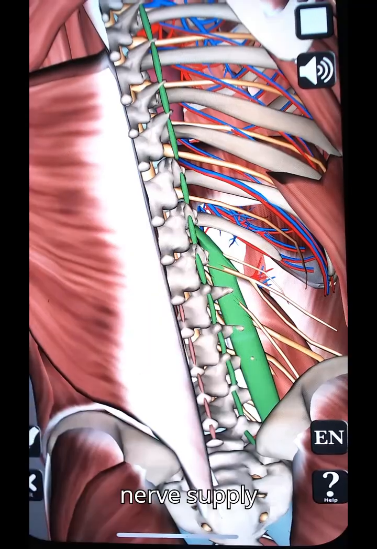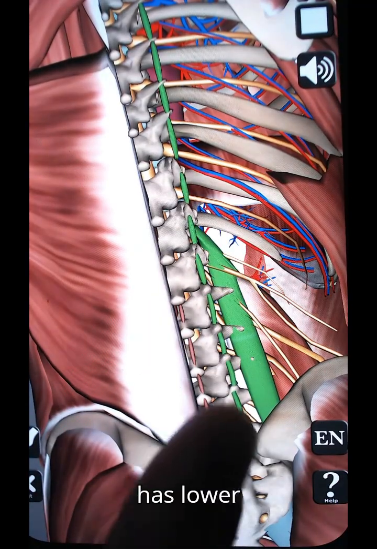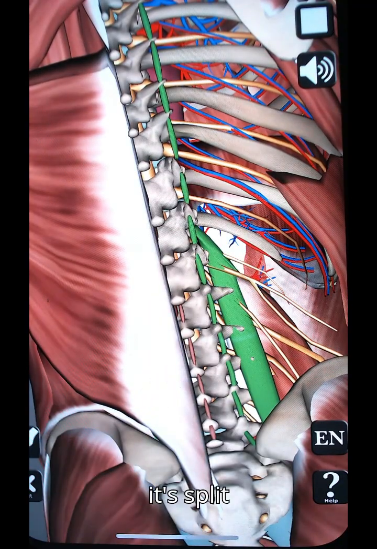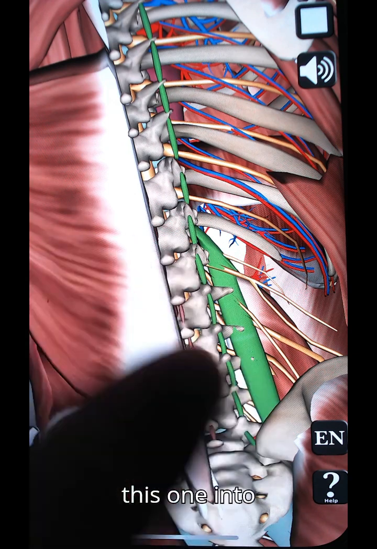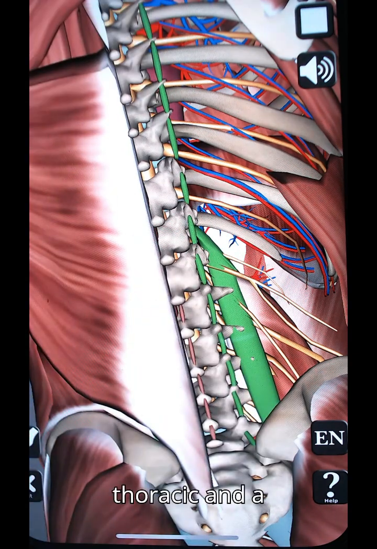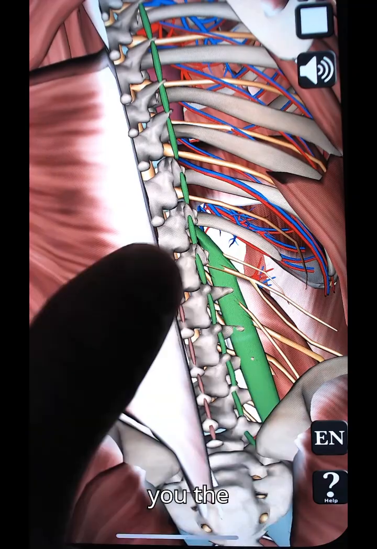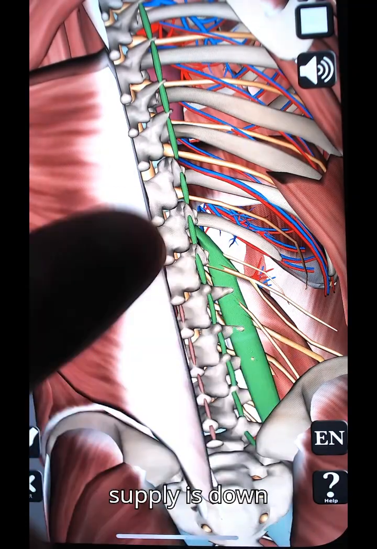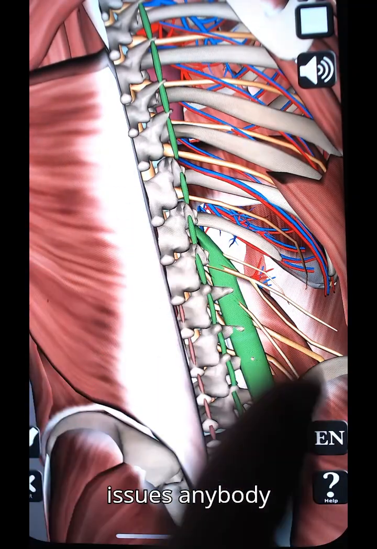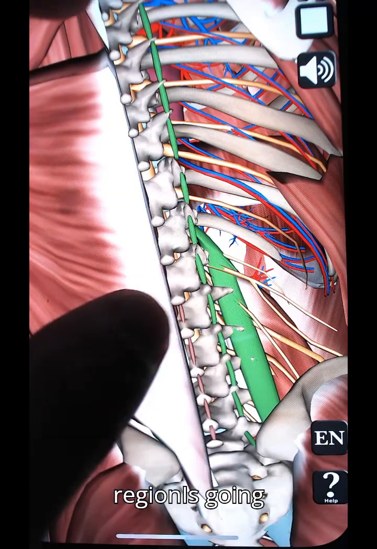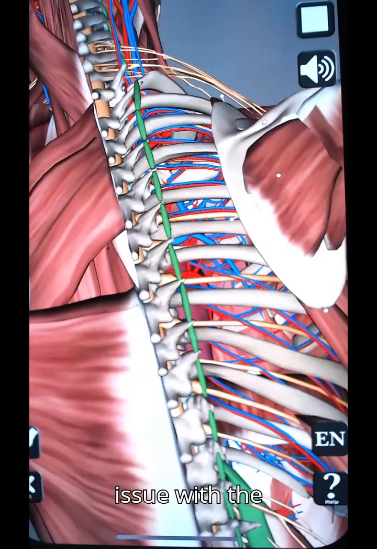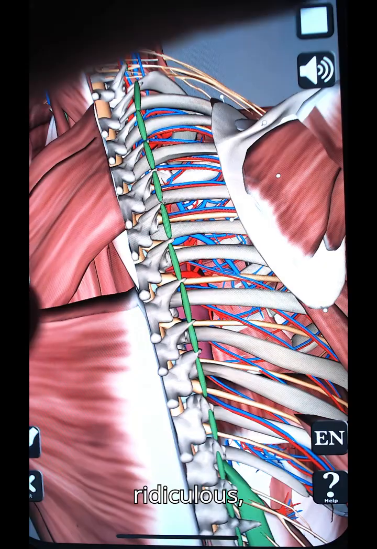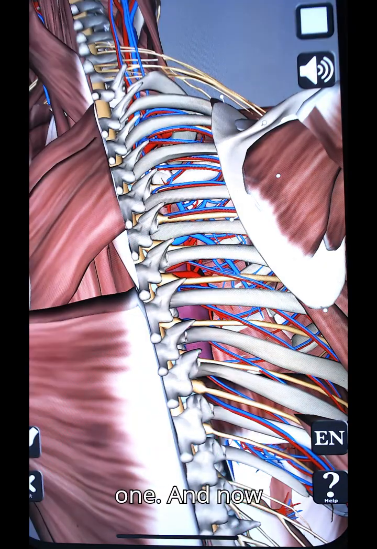Look at that nerve supply. This muscle has lower lumbar nerve supply, but it's split into three. People split this one into a lumbar, a thoracic, and a cervical. But let me tell you, the majority of the nerve supply is down here. Anybody that has disc issues, anybody that has issues in this region is gonna have an issue with the neck. It's ridiculous. We're gonna remove that one, and now we're deep here.